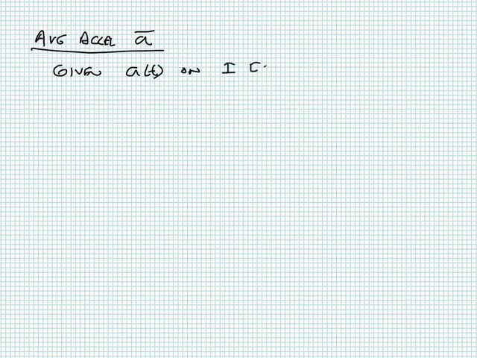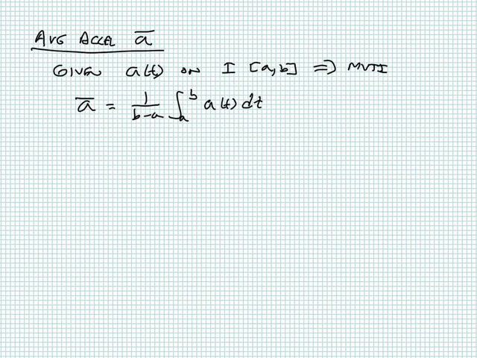So if I look at average acceleration, it's kind of the same story. So if I'm given the acceleration as a function of time on some time interval from a to b, then the most efficient one to use would be the mean value theorem for integrals. Because I've already got the function, I'm finding the average value of that function. So the average acceleration would be 1 over b minus a times the integral from a to b of the acceleration function dt.